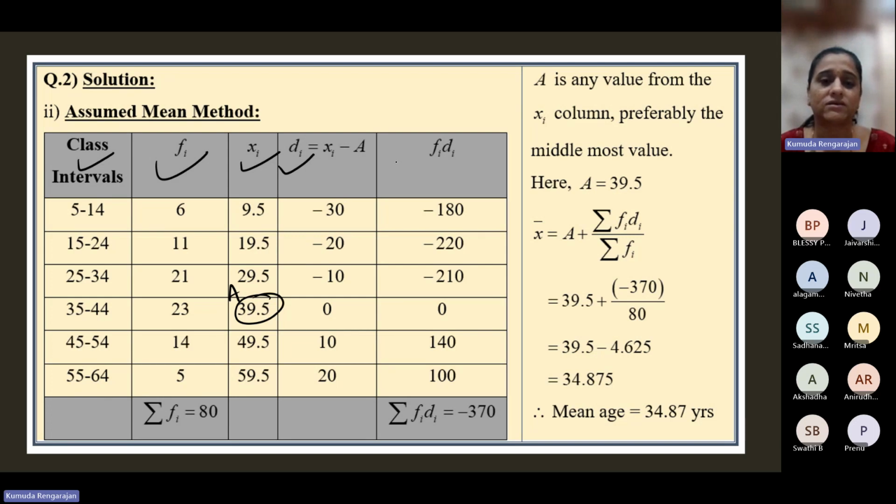XI minus A. So see here, XI minus A. This XI minus A means minus 39.5. What is XI? 9.5. Minus 39.5, which is A. The XI value minus A, that is 39.5. That answer you should write here. Minus 30.